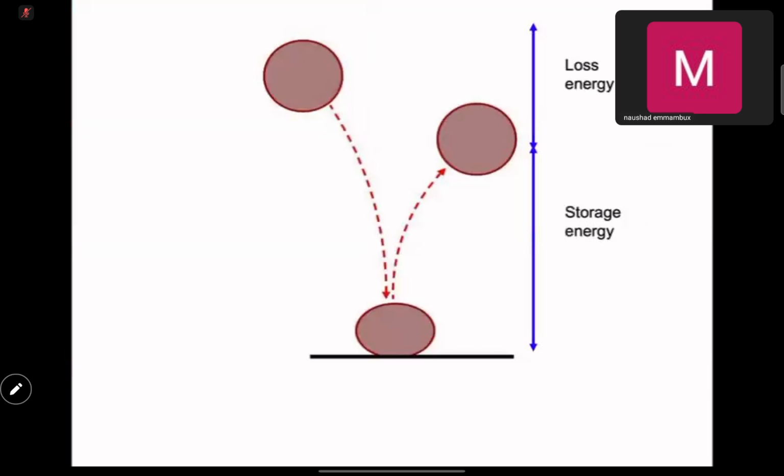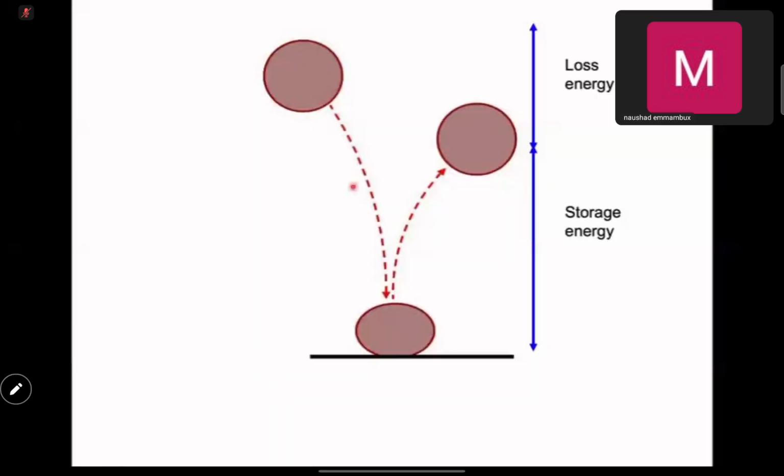Okay, for viscoelastic material, it has both properties. And it's the same thing, like if you have a ball and you let it drop by itself, because of the material it's made of, it has both elastic and viscous properties. So it has some stored energy as well as it will lose some energy. So it won't go back to the same level, the same height, after it bounces.